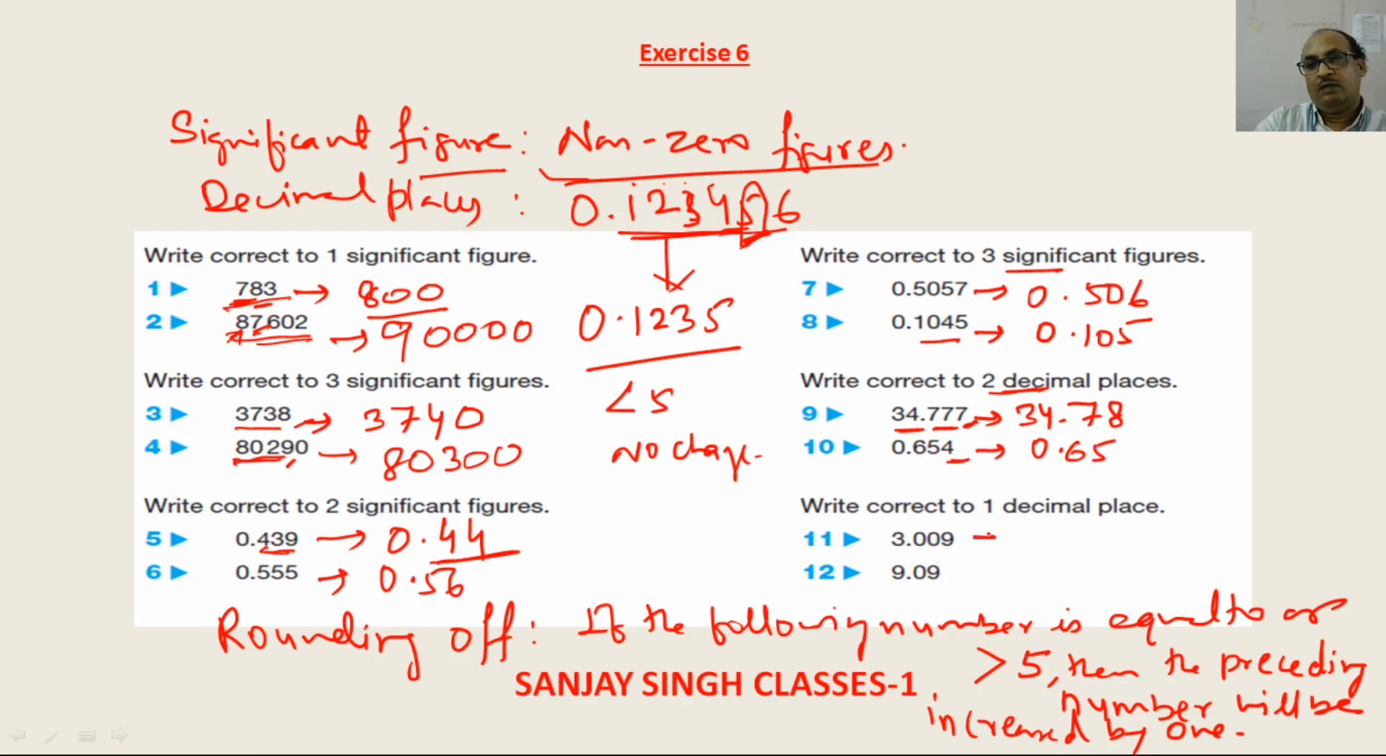This one, we need to find only up to 1 decimal place. In this case, this number is 0, so no effect will be there in this one. So 3.0 only. That is asked, that's why we are writing 0.0. Otherwise there is no use, it will be 3 only. Next one. This one will become 9 point. Due to this 9 here, 1 will come, so 9.1.